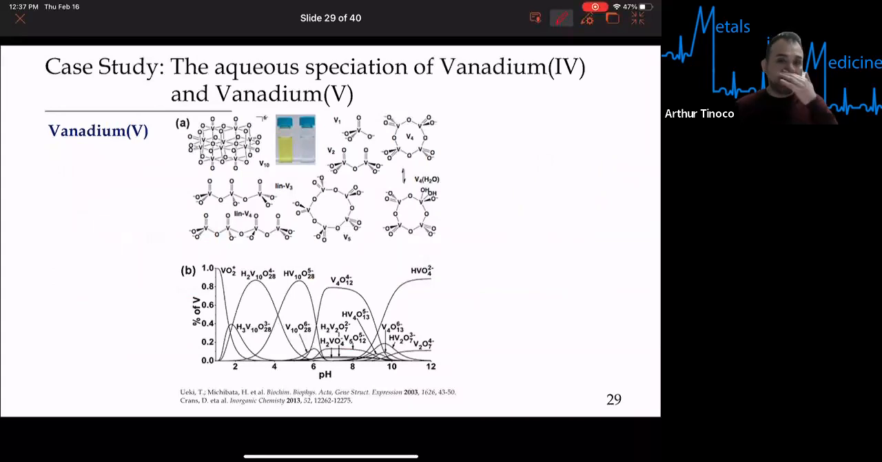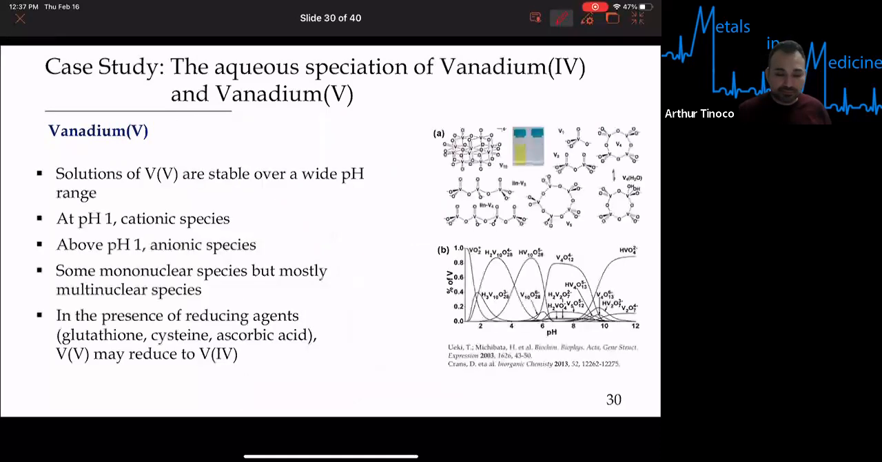So let's contrast this with vanadium 5. And you can see a profoundly different speciation for vanadium 5. It's much more complex, right? What you get is at the low pH range, it initially starts off as vanadium cationic species, so that vanadium oxide species, quite simple. But then as you increase in pH, you start to get these very higher order vanadium species, and many of these are anionic in nature. So this speciation is actually quite complex.